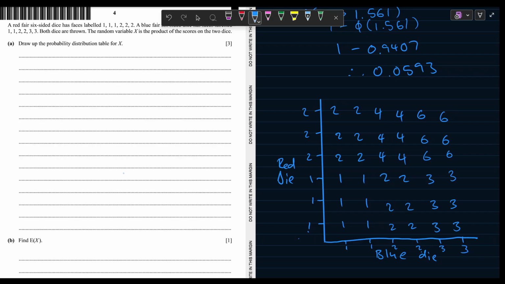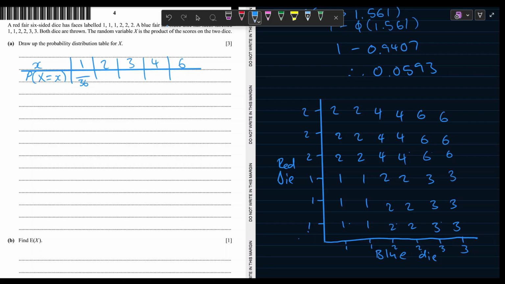All right. So from our possibility space diagram, we should be able to deduce the values that our random variable can take and their respective probabilities. Okay. So the values that a random variable can take are 1, 2, 3, 4, and 6. So the total possible outcomes, this is a 6 by 6 grid, so the total possible outcomes will be 36.